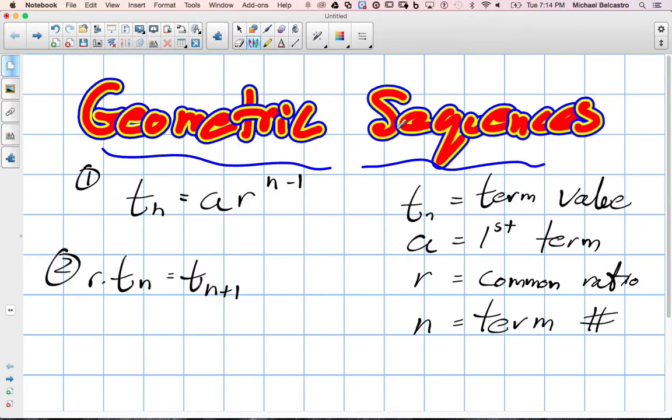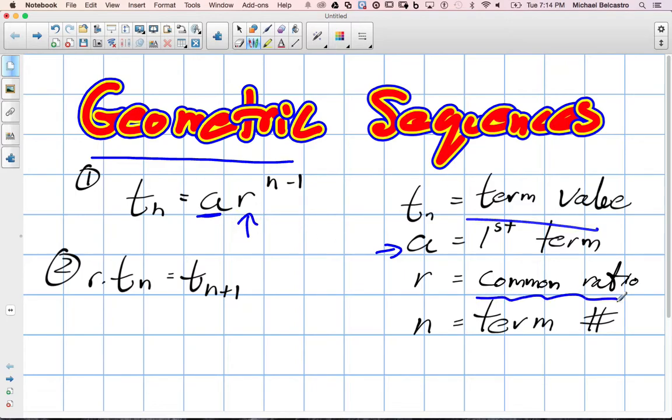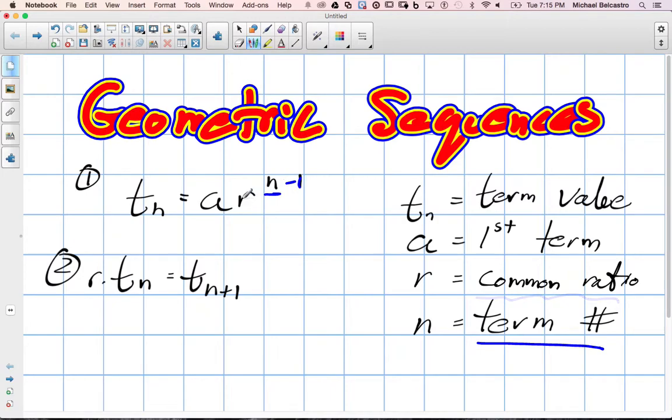A geometric sequence can look quite confusing. It's a whole bunch of new variables that we've never really talked about, but that's fine. The t subscript n is the term value. The a is the first term in the geometric sequence. The r is the ratio that it's growing or decreasing in size by. And the n is the term number. It's r to the power of n minus 1 in your formula.